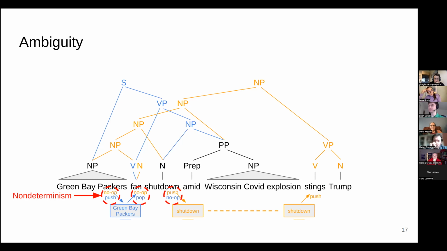So this way of processing is equivalent to performing different stack operations at the same time. And this is where the non-determinism comes into play. It lets us perform multiple operations at once. So when we see the phrase Green Bay Packers, we start two versions of the stack, one where we push Green Bay Packers as if it were the subject, and one where we do nothing. And then we do the same thing when we see shutdown. We start a version of the stack where we push it as the subject, and another where we assume it's an object and do nothing. And when we see the word stings, only the orange version of the stack is consistent with the sentence, so we end up using that.